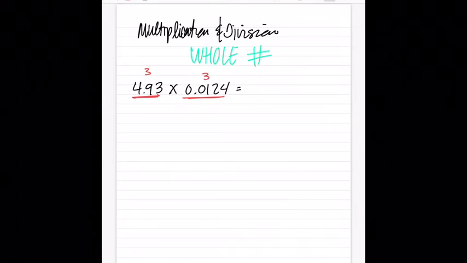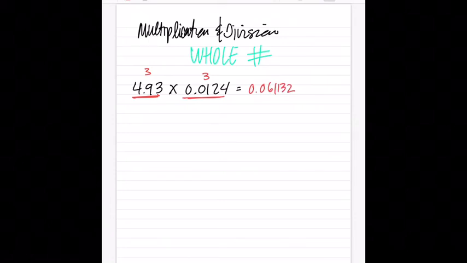So in the calculator, this turns out to be 0.061132. I need 3, so I'm going to go to the third significant figure. That's where I stop. I look at the one after it. It's below 5, so it stays where it is. So our answer is 0.0611.